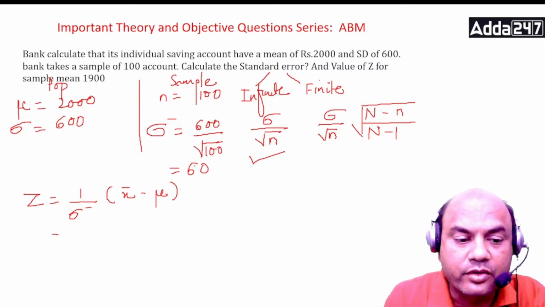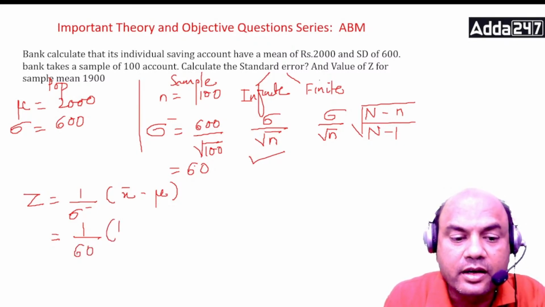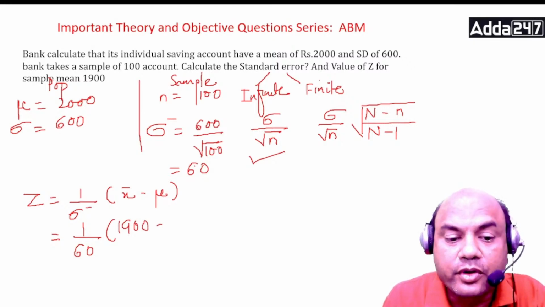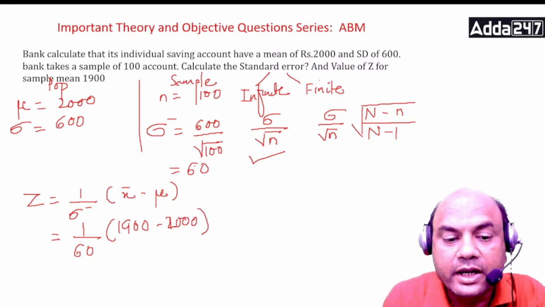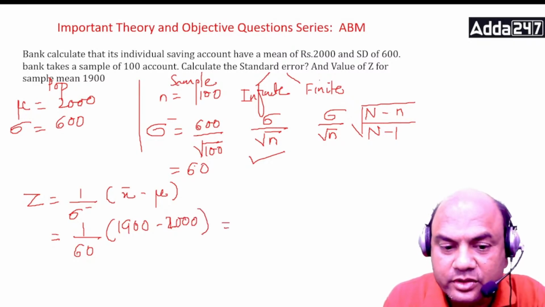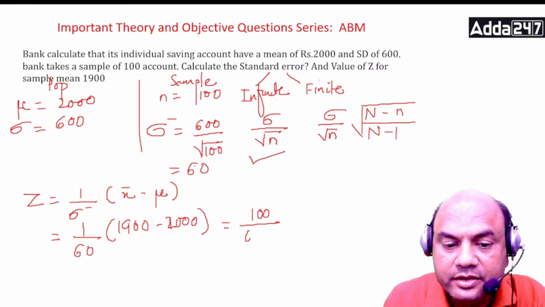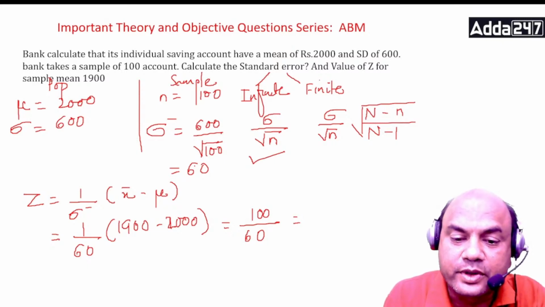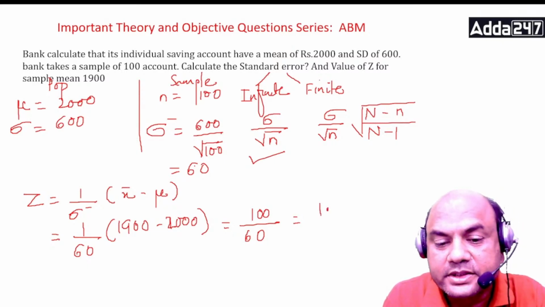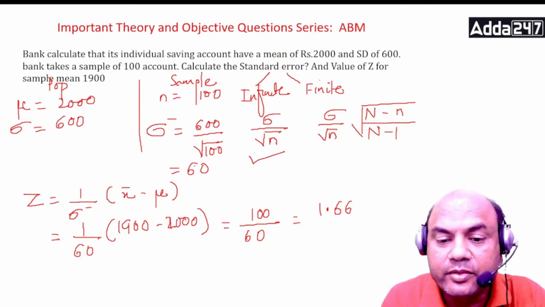So the solution will be like this: 1 upon 60, into 1900 minus mu, which is 2000, the population mean. So that is equal to minus 100; ignore the sign, so take it as plus only. So 100 divided by 60, so 10 upon 6. So that is equal to 1.66. So your Z will be 1.66.